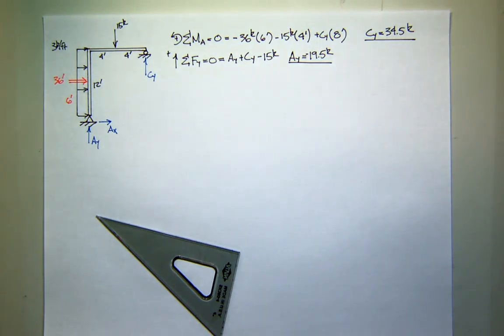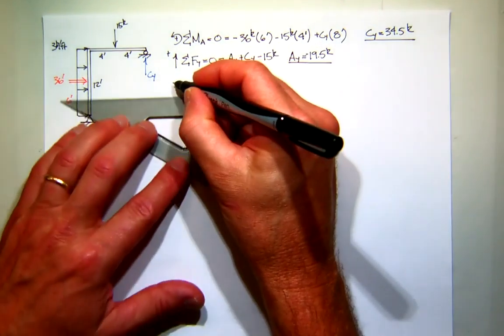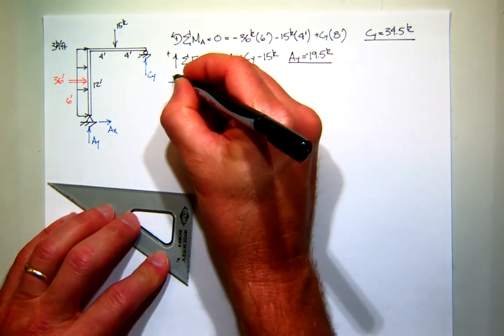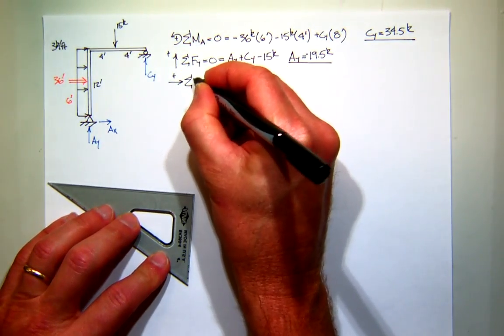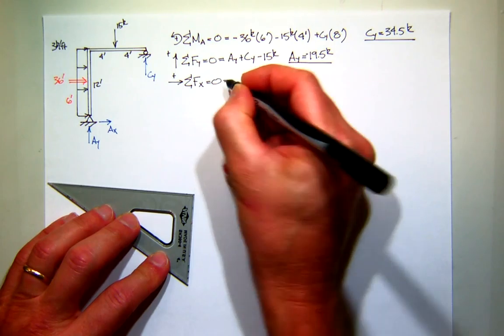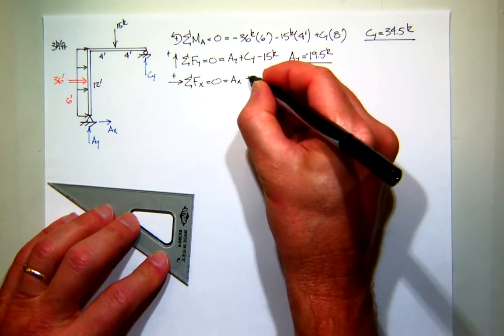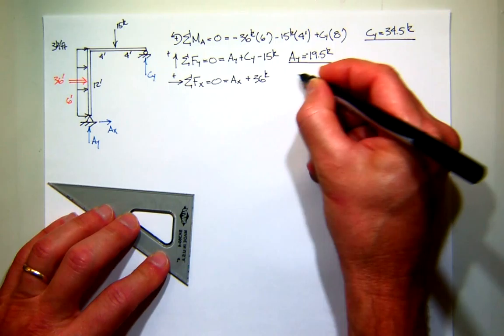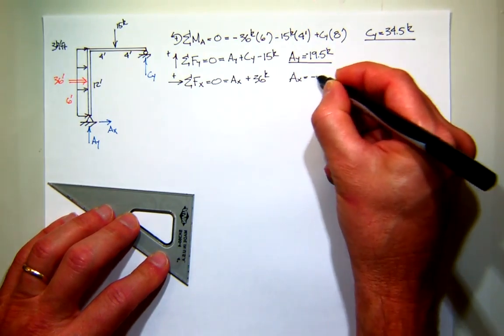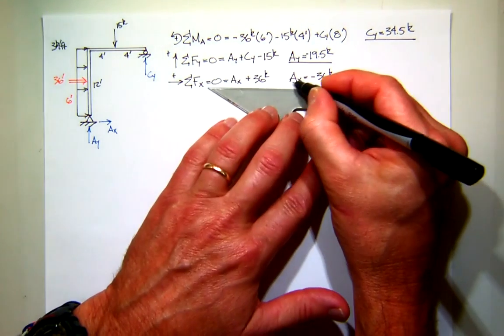Hang on a second. Let me think about this for a second. Okay. I like it. Took me a minute. I'm slow. Didn't have my tea this morning. All right, so let's sum forces in the X direction. I have AX plus 36. So AX needs to be minus 36. I've got my reactions.